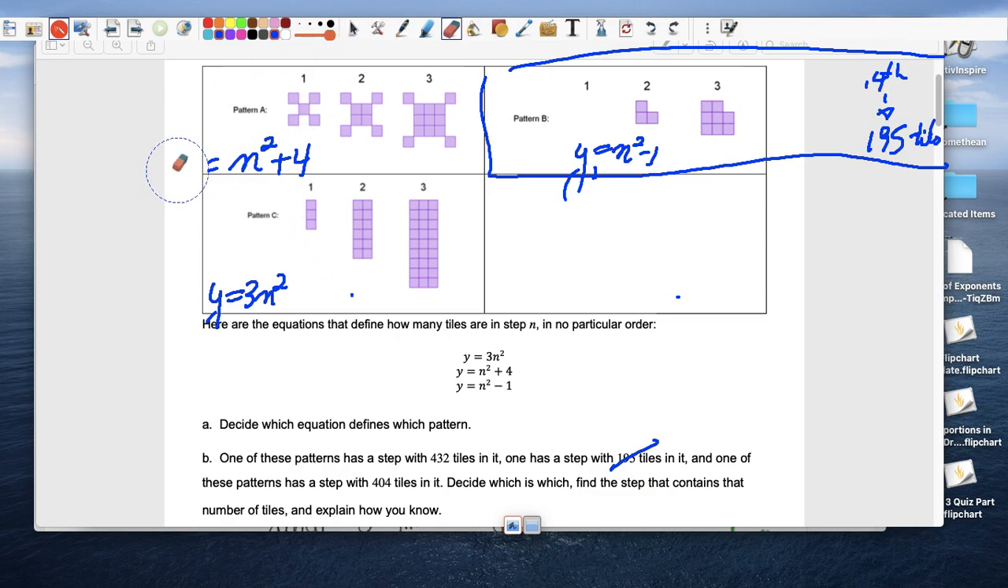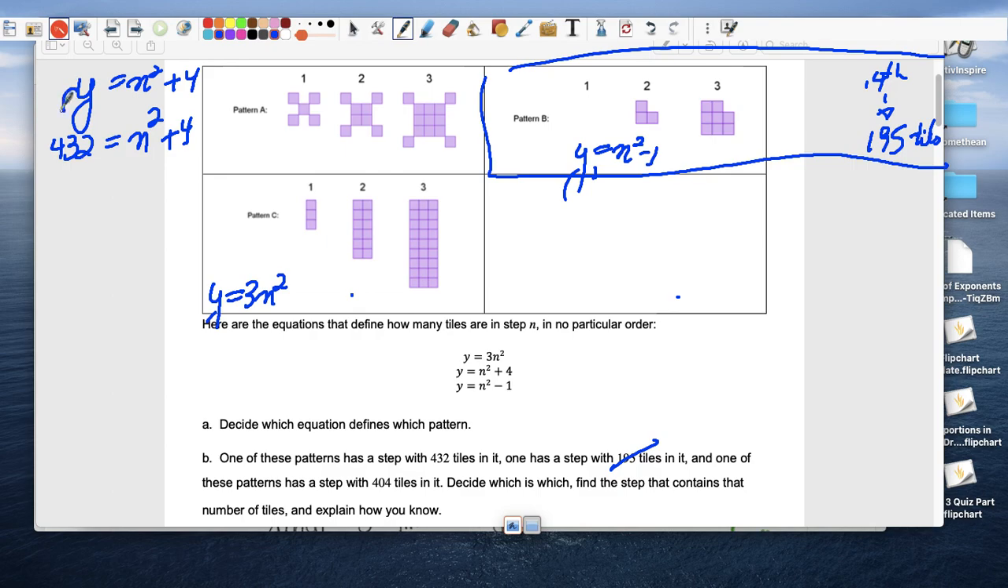So let me just write this again over here. Y equals n squared plus 4. So when there's 432 tiles in this pattern, right, what term was it? Was it the 5th term, the 6th term? Well, let's find out. So we do n squared plus 4, right? So y is what, 432. So I'm going to subtract 4 on both sides. And I get n squared equals 428.